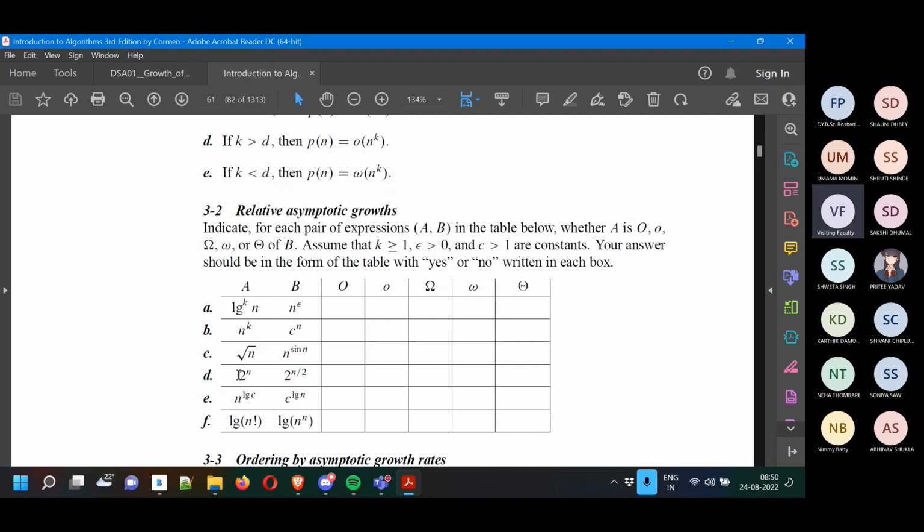Okay, 2 raised to n and 2 raised to n by 2. Which way is it? 2 raised to n is big O 2 raised to n by 2, little o 2 raised to n by 2, big omega 2 raised to n by 2, little omega 2 raised to n by 2. Check.